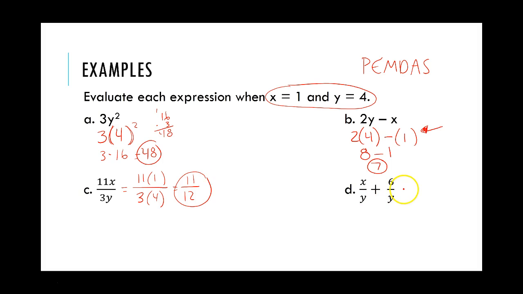D, I have x over y, so that's 1 over 4, plus 6 over y, which is 4. With fractions, when the denominator is the same, you just add the top. So 1 plus 6 is 7, and the denominator stays the same. Again, that can stay as 7/4, or it could go to 1 3/4, or 1.75.